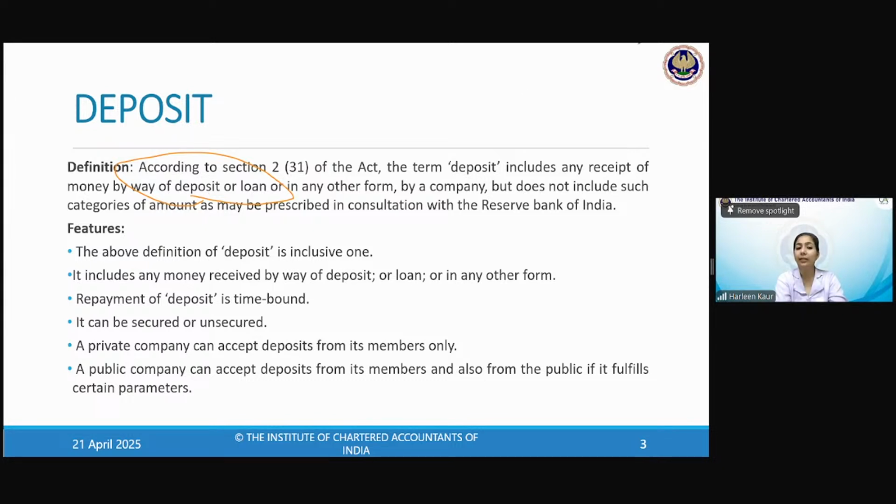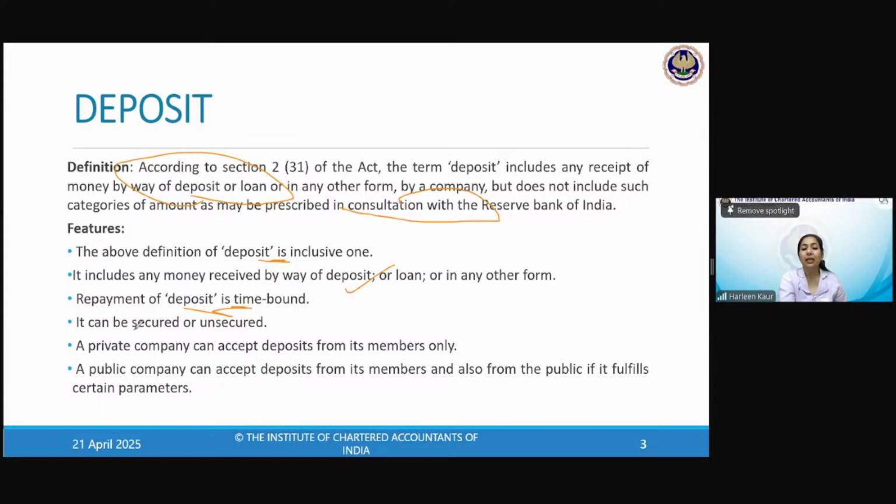It says it does not include the categories of the amount as may be prescribed in consultation with RBI. So the company will call up RBI, they will discuss that these are particular kinds of things which we are not going to consider as deposits. So the definition of deposit is an inclusive one. It includes any amount received by way of deposit or loan. Repayment of deposit is time bound. You have to repay the deposits. You cannot keep the deposit money with yourself forever. You have to repay. It is again a kind of loan which is taken and you need to repay.